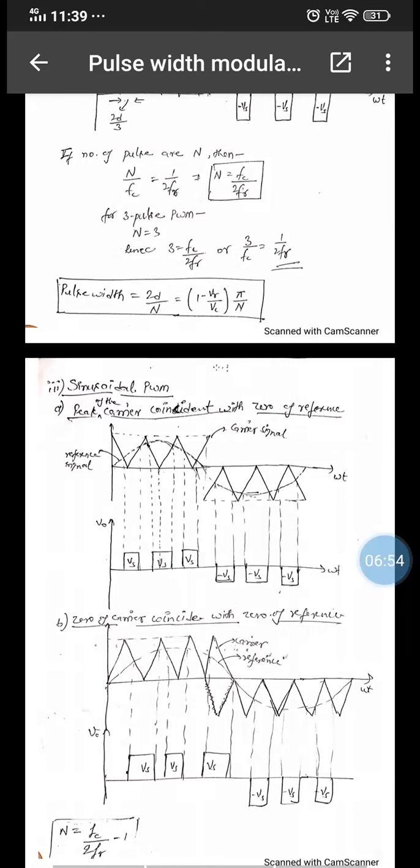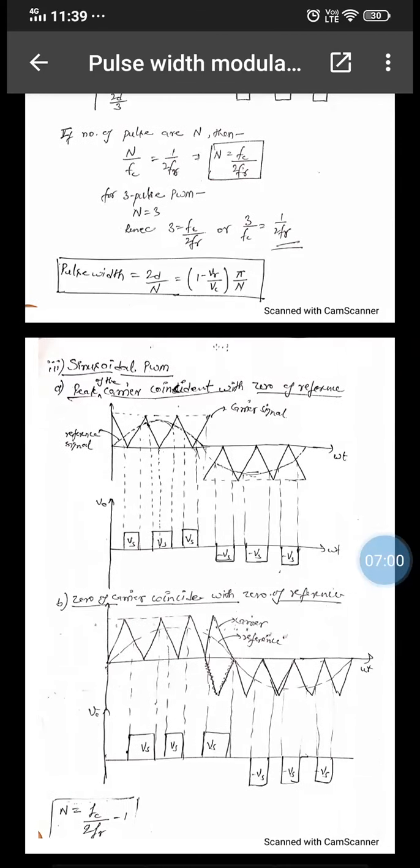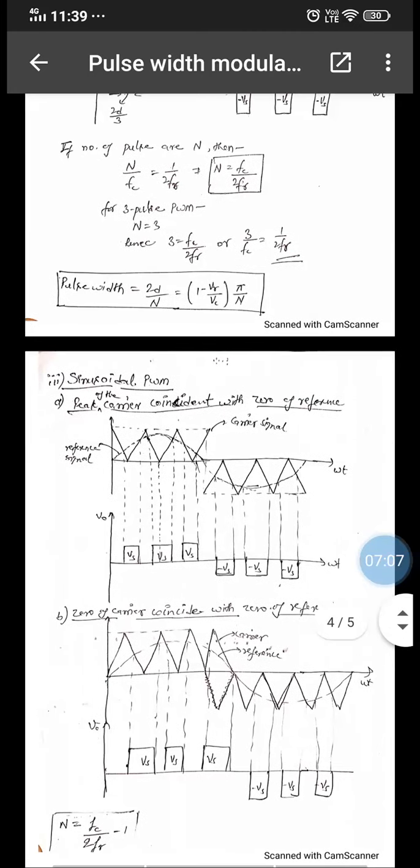So what we are doing here is comparing two signals and getting one output. Why are we doing it? We are doing it to reduce the harmonics of the waveforms. So these were the three PWM techniques.